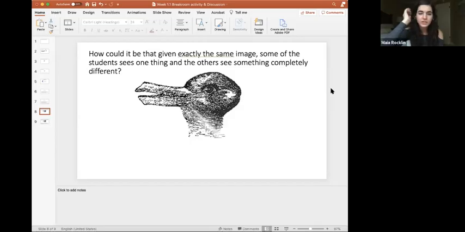Yeah, I also wondered if experience factored in, but another thing I noticed was, for me at least, it depends on which part of the image I focus on. Like if I focus more on the eye and the rabbit nose, that's what I see. But if I focus on the bill, then I see the duck. So I don't know if it depends on what part of the image you're looking at. Okay, so you think it depends on where you're looking.